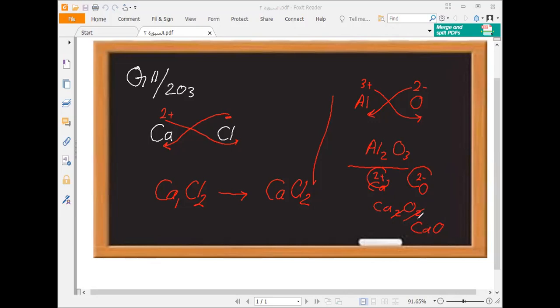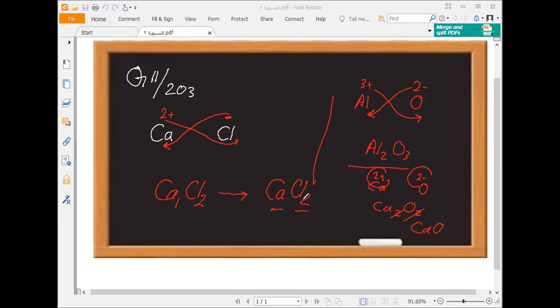Another thing I have to say to you: when we write the formula unit or chemical formula for an ionic compound, we always start with the cation and then we write the anion. Any question?